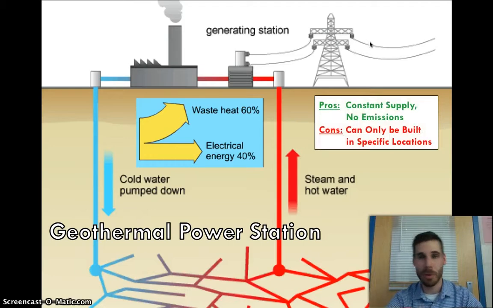And so here are some pros and cons for geothermal. There is a constant supply, as I mentioned, and there are no emissions, but as I mentioned, of course, it can only be built in specific locations. Now, you can also have geothermal power in your own home, and that might look a little different. That might look like tubes that connect literally the dirt a few feet below your house to the inside of your home.